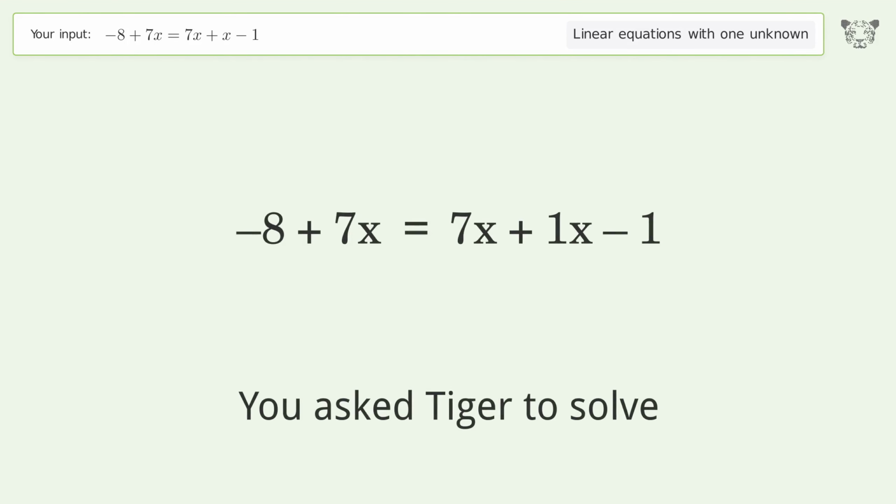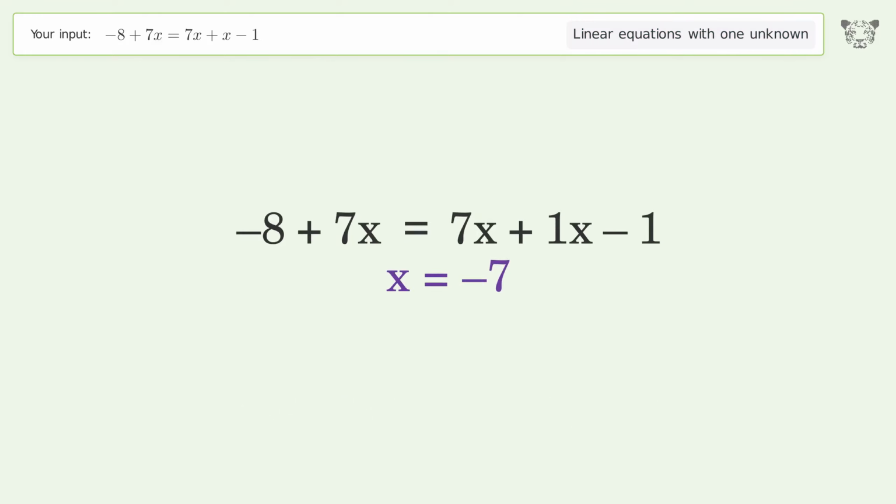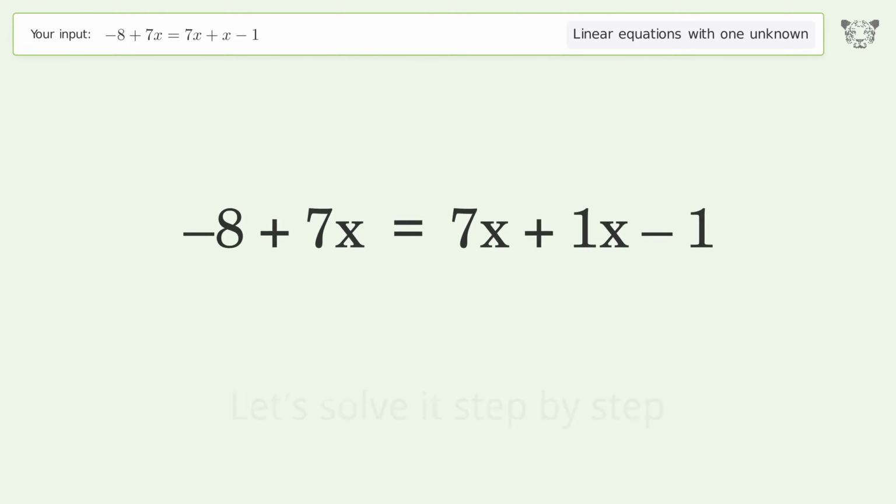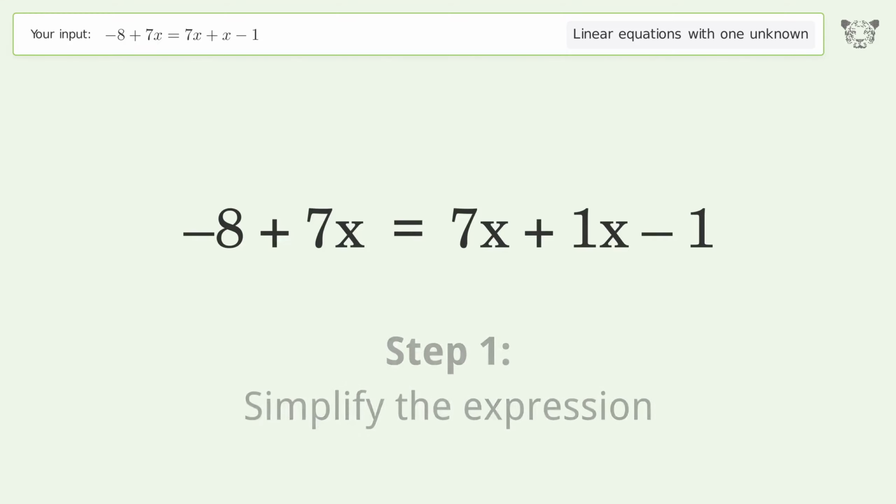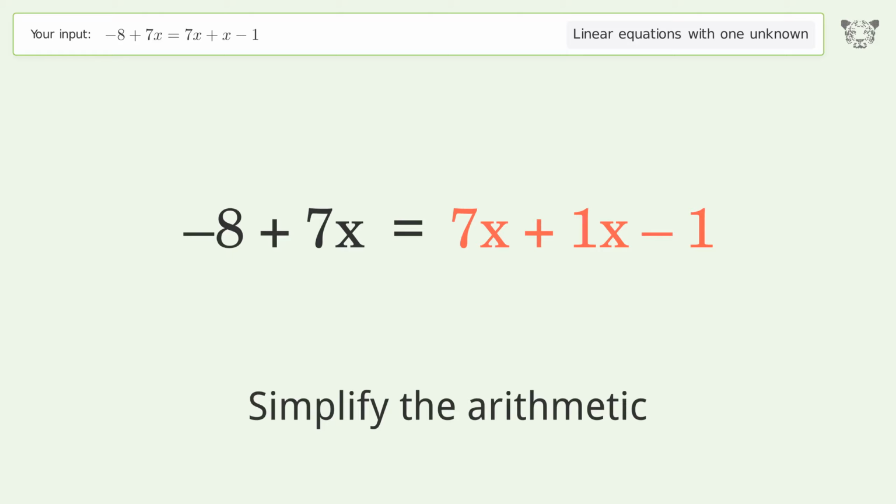You ask Tiger to solve this. This deals with linear equations with one unknown. The final result is x equals -7. Let's solve it step by step. Simplify the expression. Simplify the arithmetic.